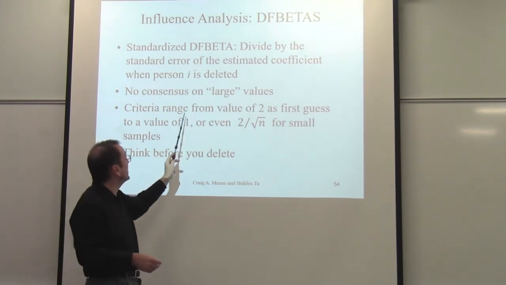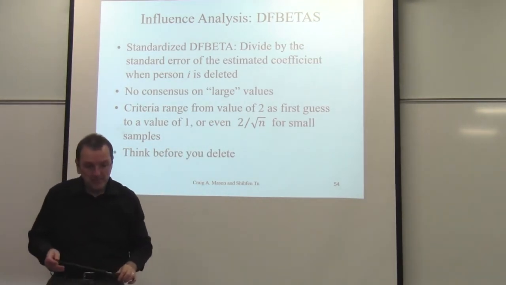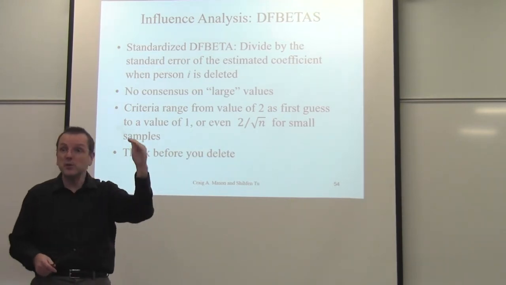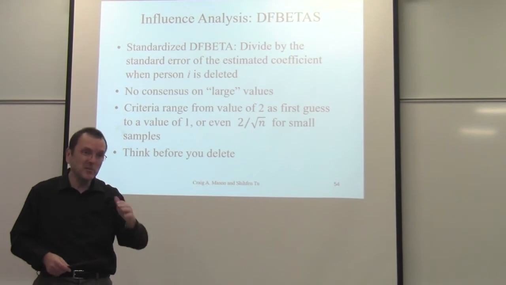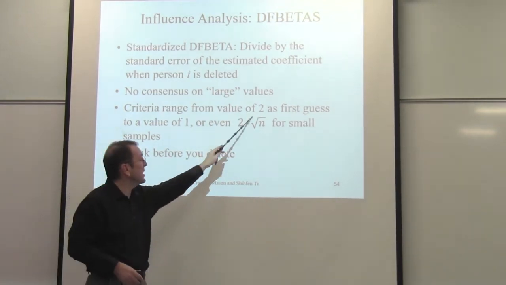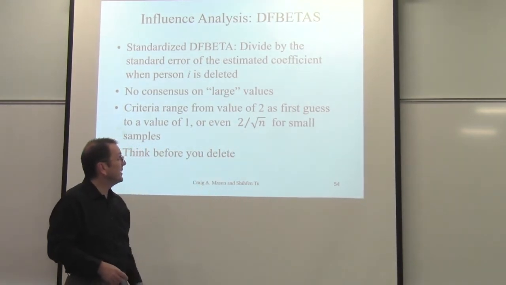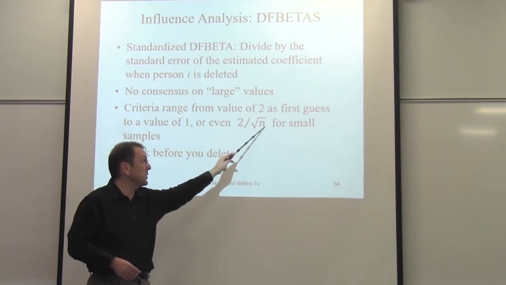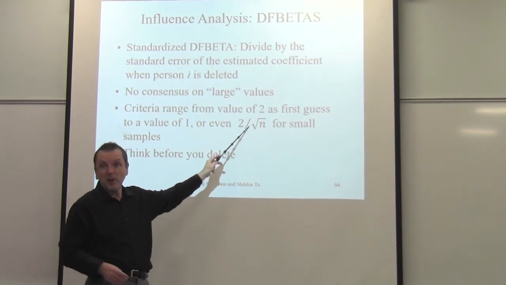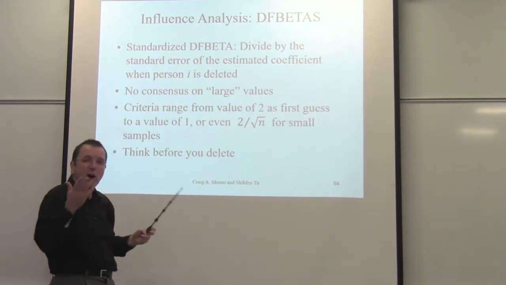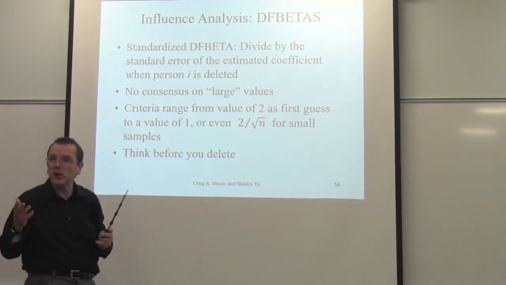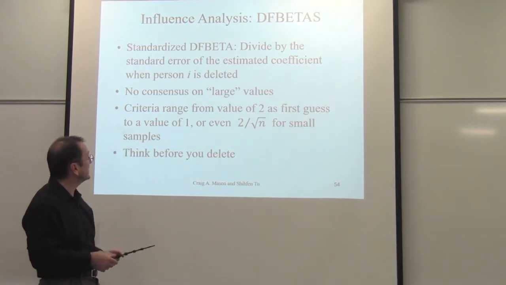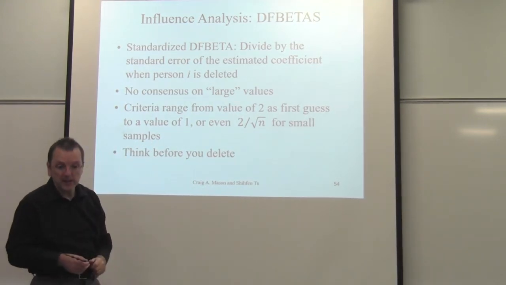You'll see some say that anything with a standardized DF beta above 2 should be looked at. Some will say 1. I think you see this number a lot, 2 over the square root of n, for small samples. If your sample's really big, they're all going to be bigger than that. It's really something you need to look at the totality across all the data. What sort of pattern do you see in these? And not just get into dropping cases willy-nilly.